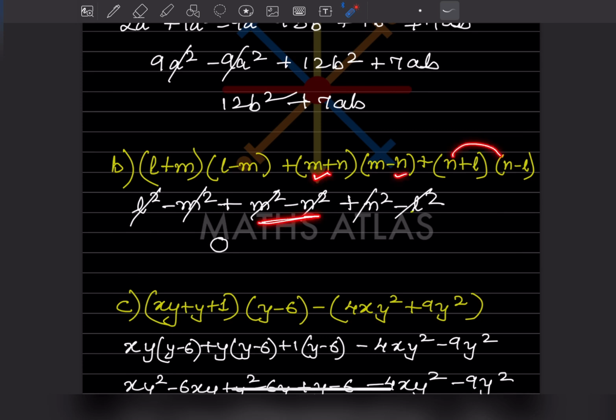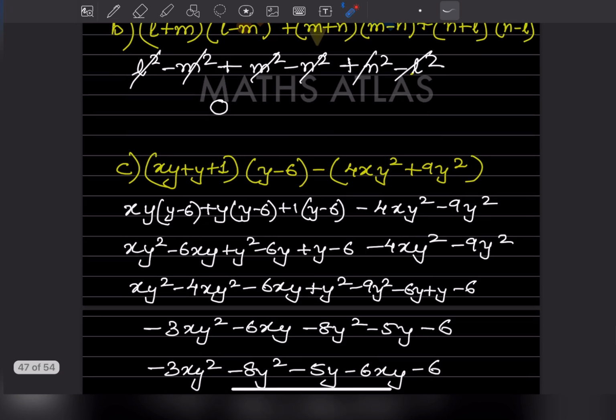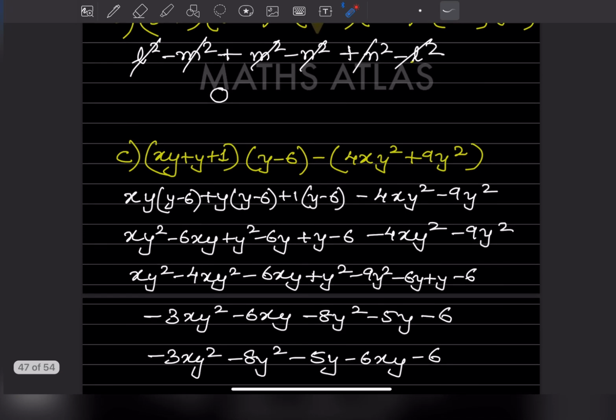Again here the same. So in place of a, that is n. So we can write here n square minus l square. So this is for this part. So now what we can see here, plus l square minus l square gets cancelled. Minus m square plus m square gets cancelled. Minus n square plus n square gets cancelled. So remaining the 0.